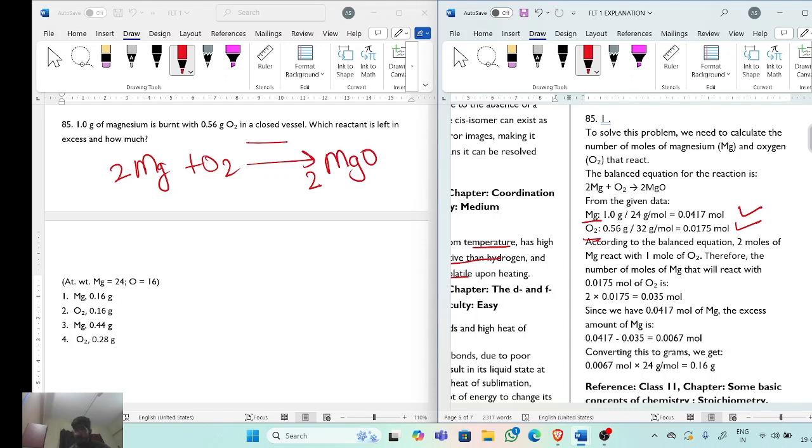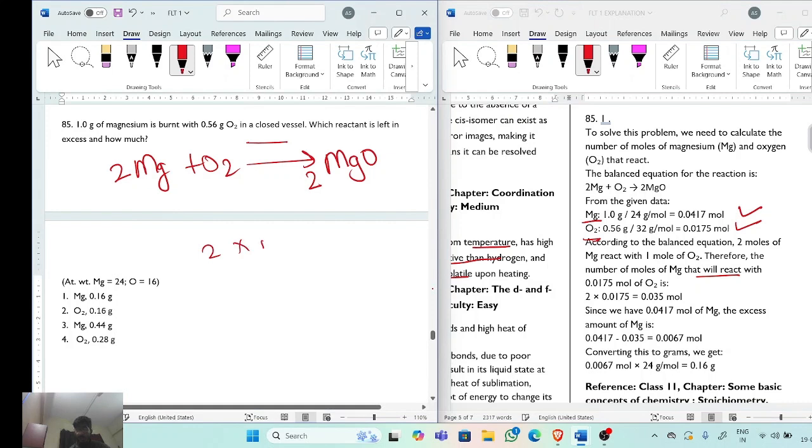So now, the number of moles of magnesium that will react with oxygen is 2 into 0.0175, because we have to calculate with respect to oxygen. So the number of moles of magnesium that will react is 0.035. These are the number of moles of magnesium that will react.